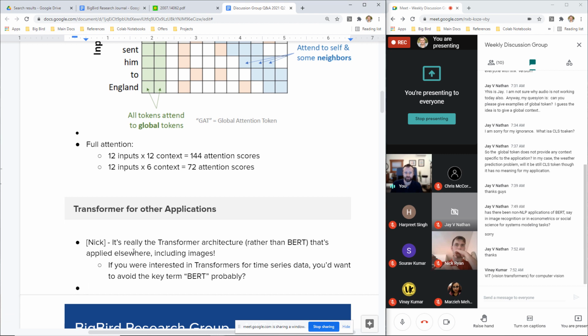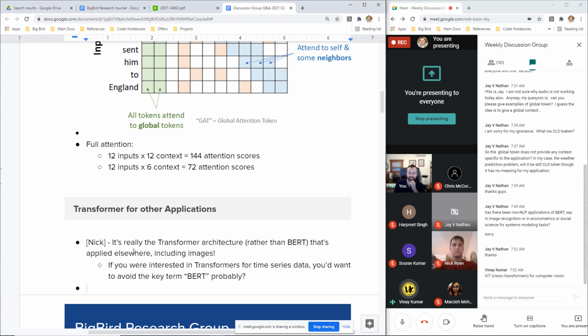Yeah, Vinay, do you know anything about why the transformer makes sense for vision applications? I think the transformer is good for taking a sequence of things and encoding rich embeddings for each of those things in the sequence. So what's the sequence in the context of an image? Like image patches?